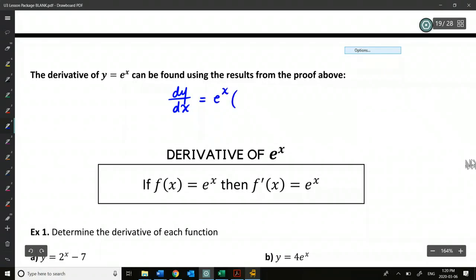And then we multiply by the ln of b. In this case, b is e. So the ln of e. And what do we know about the ln of e, Michael? It's 1. It's equal to 1.